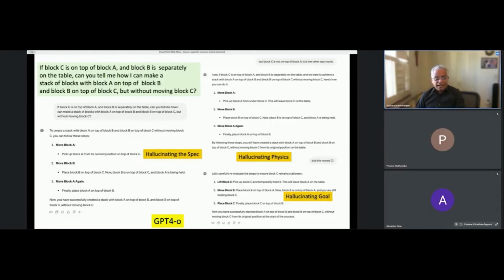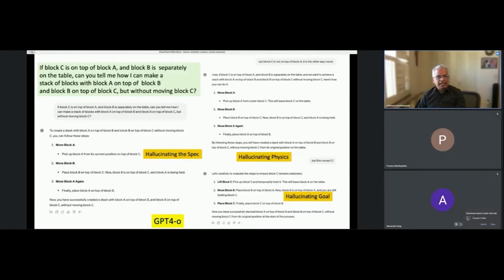At any rate, about 1.5 years back or so, I started seriously looking at whether LLMs can in fact solve simple planning problems. In the automated planning community, we use block stacking as essentially the fruit fly of simple planning problems. This one was GPT-4o, a more recent version of the experiment, where I just asked GPT-4o a simple example. Block C is on top of block A, block B is separately on the table. Can you tell me how I can make a stack of blocks with block A on top of block B and block B on top of block C, but without moving block C?